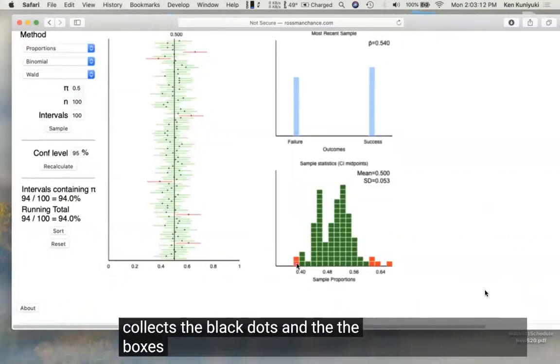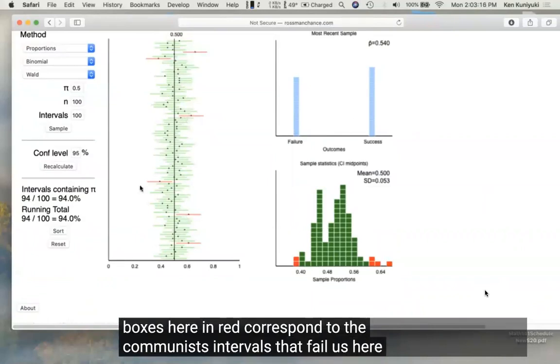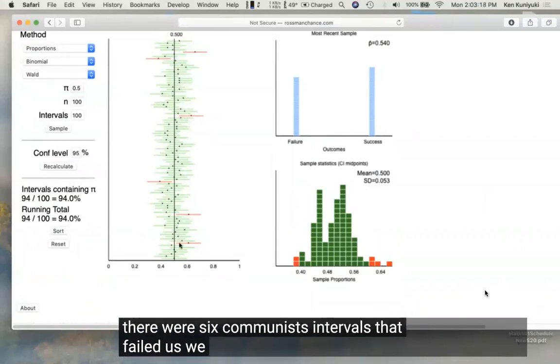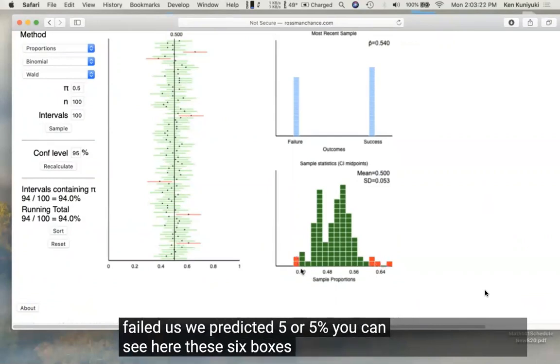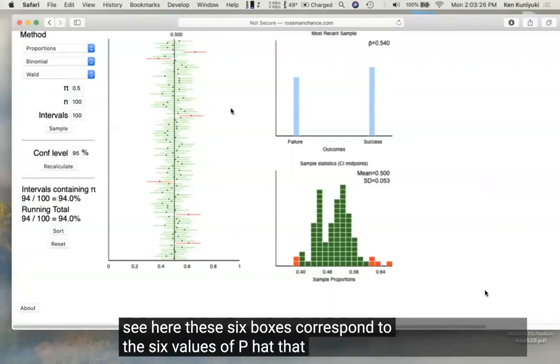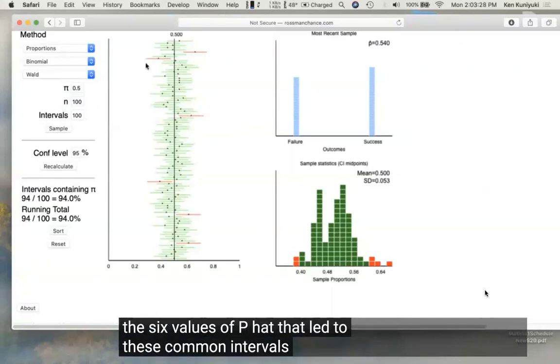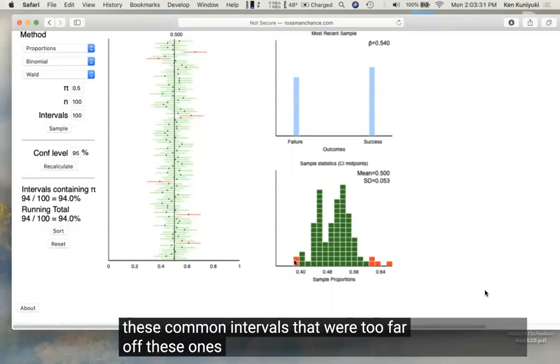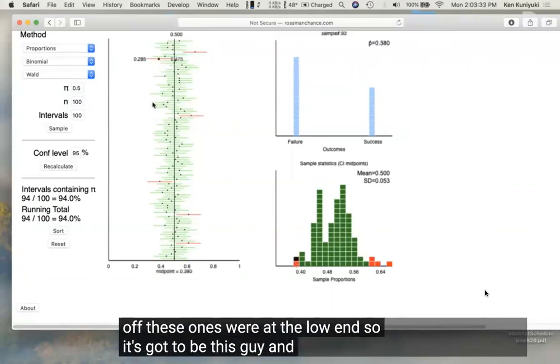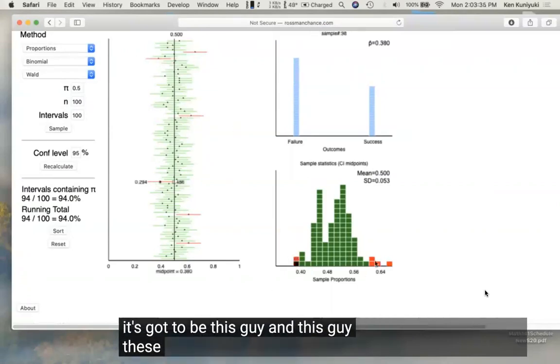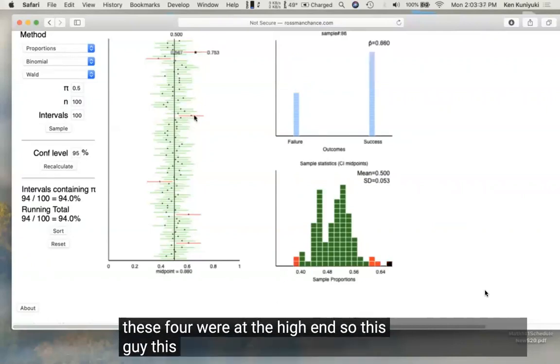The boxes here in red correspond to the confidence intervals that fail us. Here there were 6 confidence intervals that failed us. We predicted 5, or 5%. You can see these 6 boxes correspond to the 6 values of p hat that led to confidence intervals that were too far off. These ones were at the low end, so it's this guy and this guy. These 4 were at the high end, so this guy, this guy, this guy, and this guy.